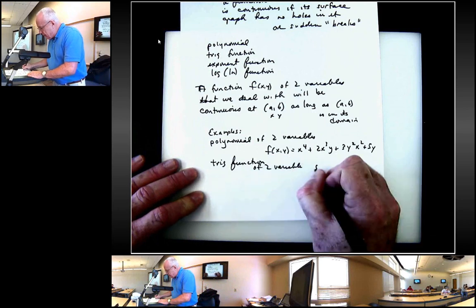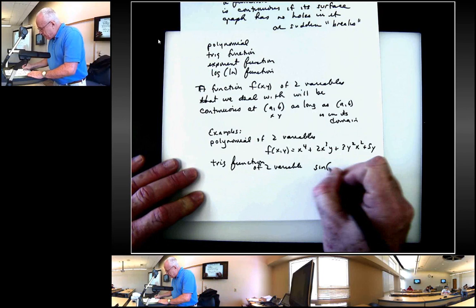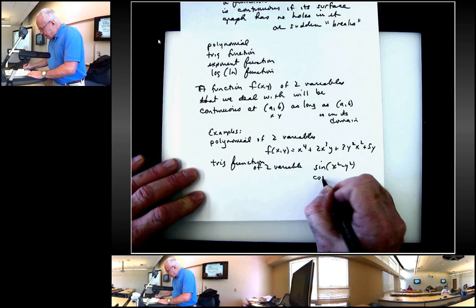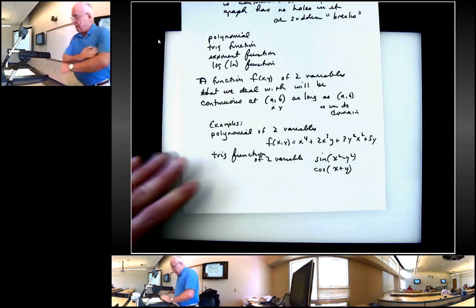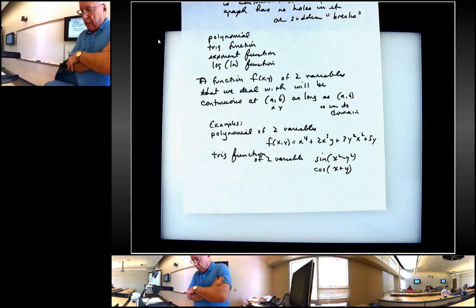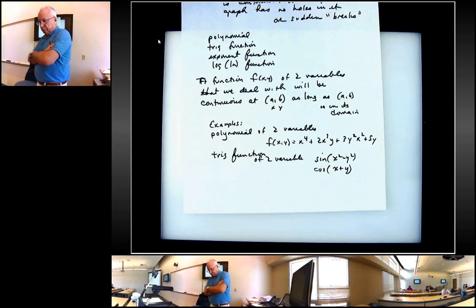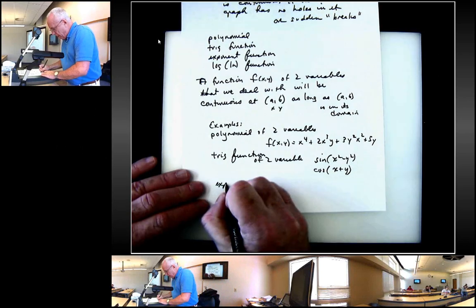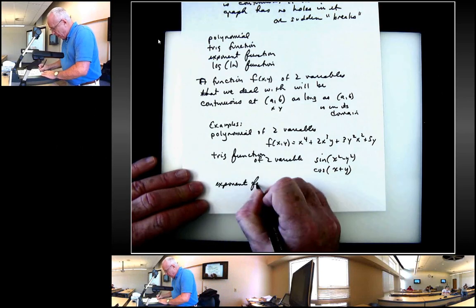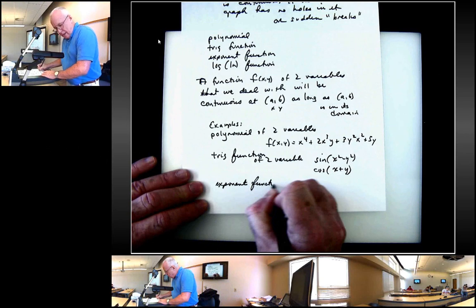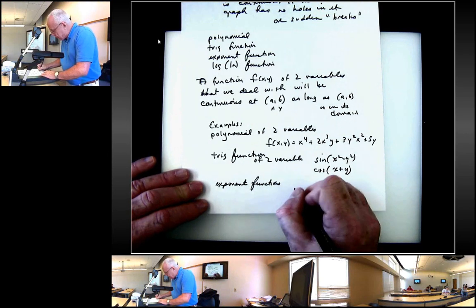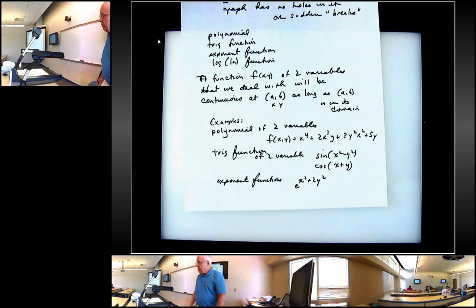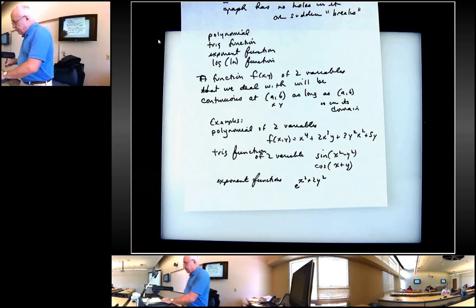Trig functions of two variables, certainly sine of x squared minus y squared, cosine of x plus y. Trig functions of two variables will be continuous. Exponent functions, we could have, say, e to the x squared plus 2y squared, something like that. That would be a continuous function of two variables.